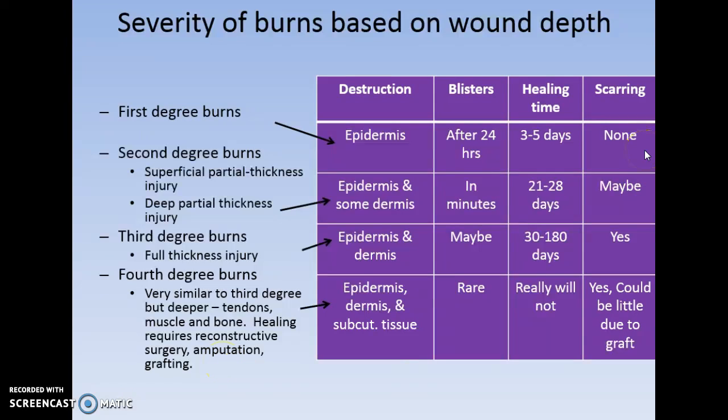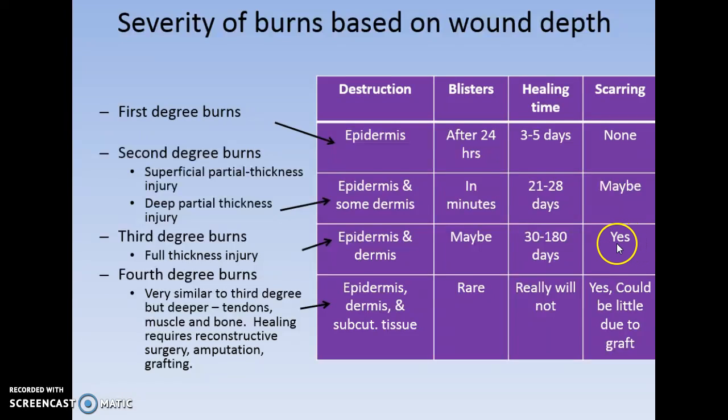Now scarring. First-degree burn, none, because you're only damaging the epidermis. It sloughs off, it regenerates, and everything is fine. Second-degree burns, you might have scarring depending on how much of the dermis is destroyed. If it's very little dermis and it stays really at the epidermis layer, then you may not have any scarring.